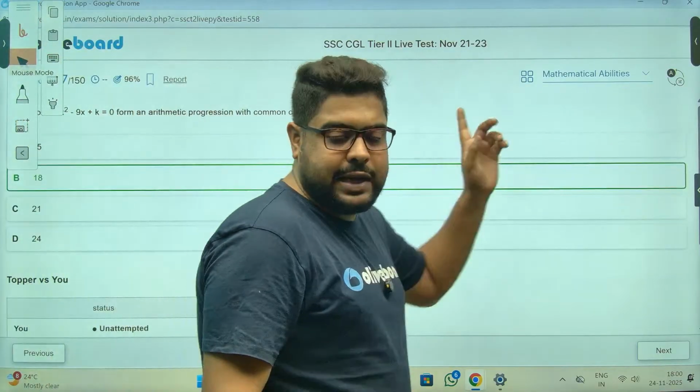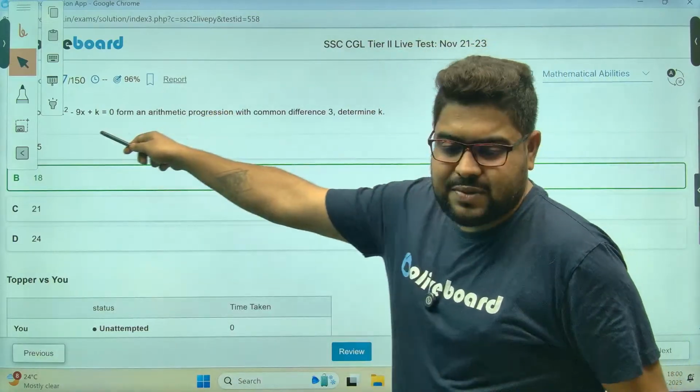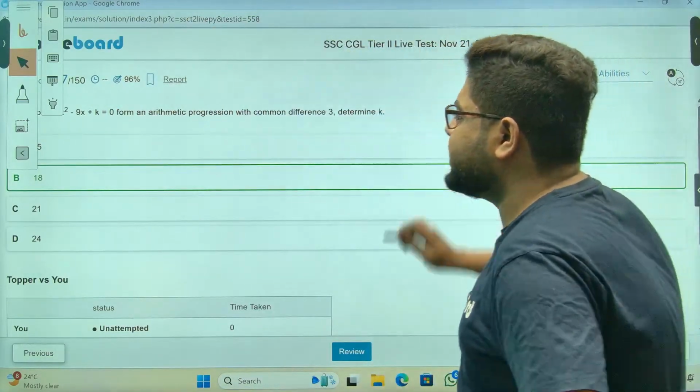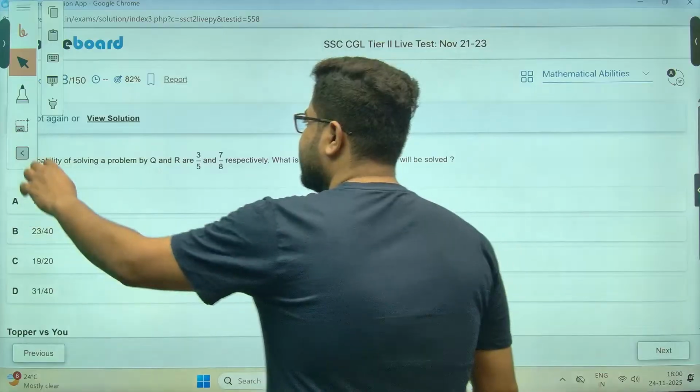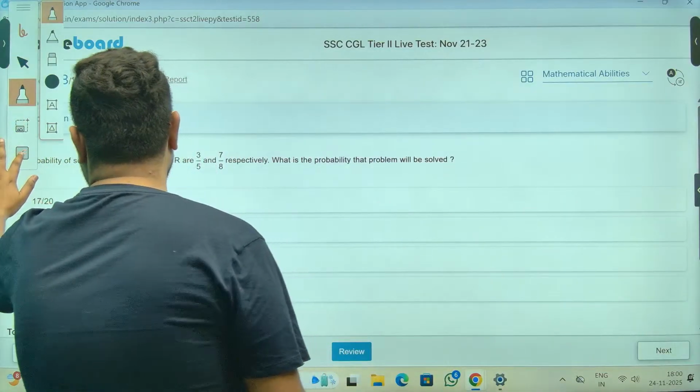Now again, one thing, you can put the values also in these questions and check. Options बैठा के भी check कर सकते हो. It will not be very difficult, sir.